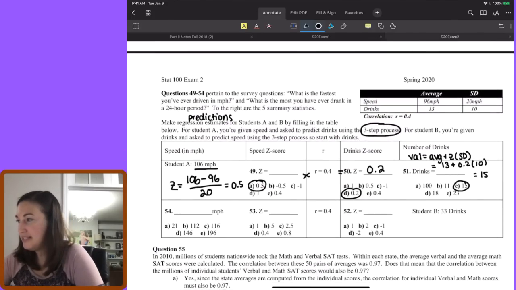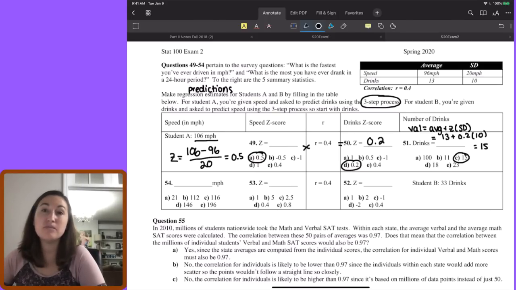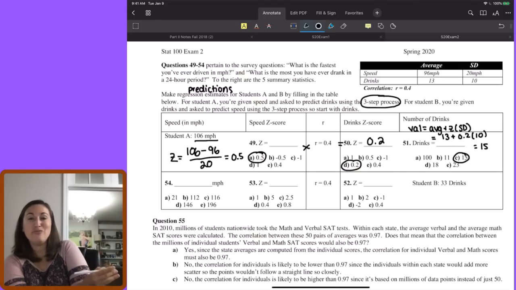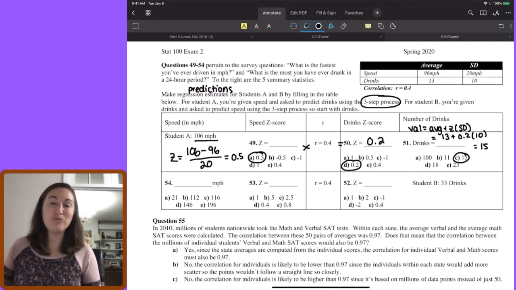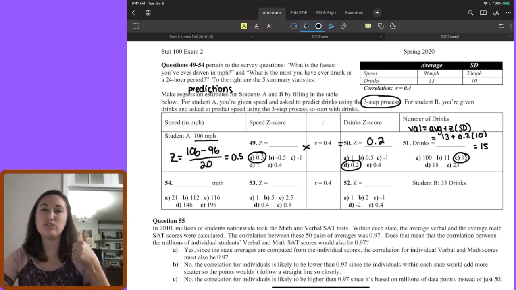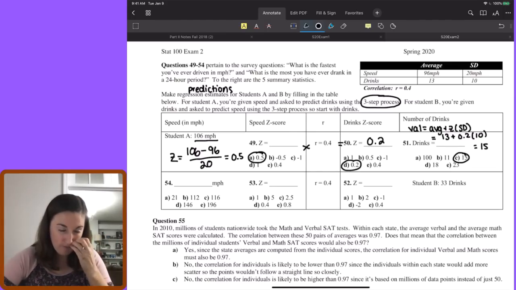All right, let's do this next one. So student B, they actually give us her drinks. So we're predicting speed from drinks instead of the opposite direction. So you just do the exact same thing, we don't have to do anything special. We're just starting with a different variable. That's the nice thing about the 3-step process. It's always the same. It's always convert your value to a z-score, multiply by r to get your second z-score, and then convert back to an actual value.